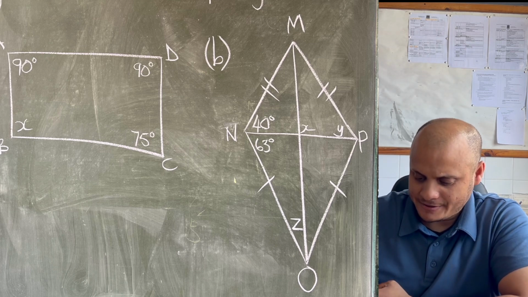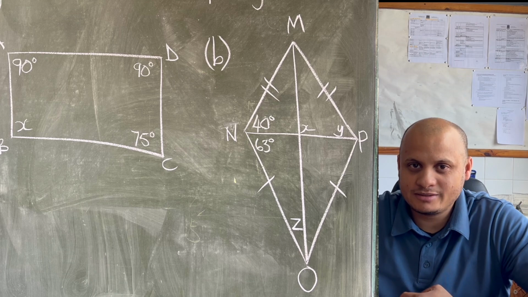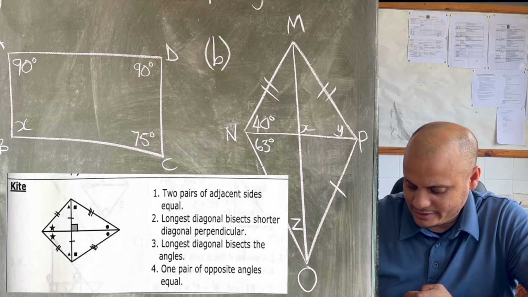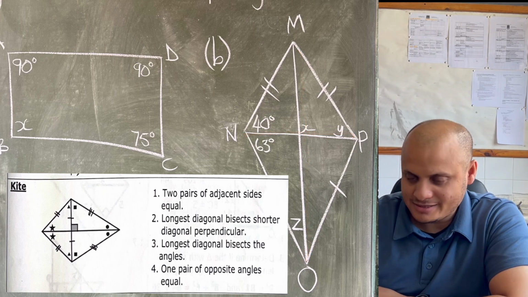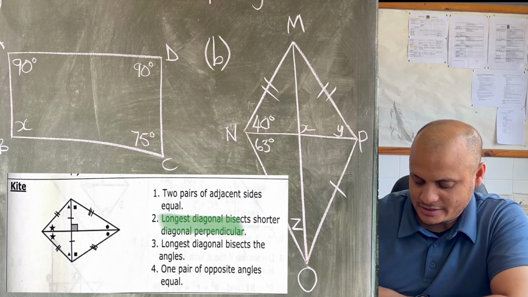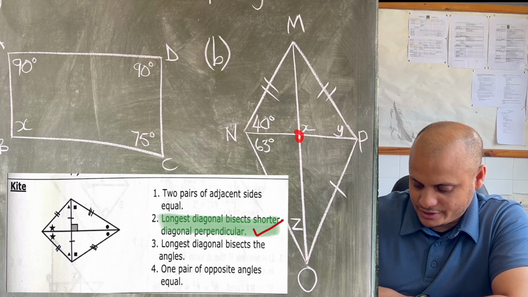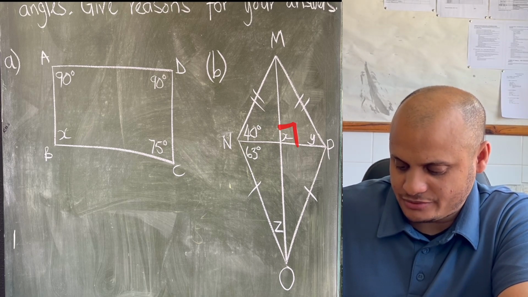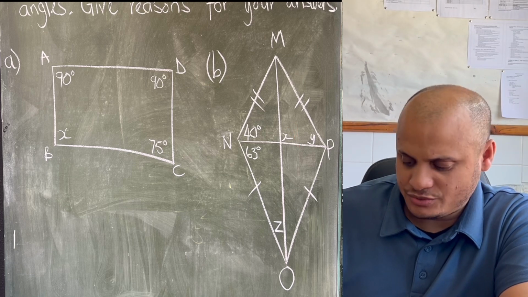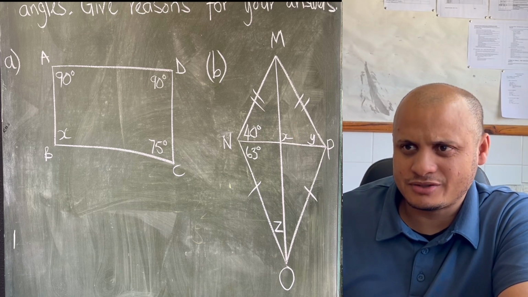which is a kite. If we look at the properties of a kite, we will notice that the diagonals intersect each other at 90 degrees. So in other words, this point here, where they intersect each other at 90 degrees, immediately tells you that angle X over here must be equal to 90. And the reason for that would be diagonals of a kite.